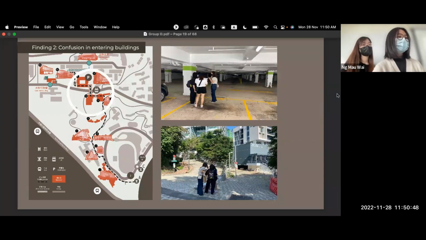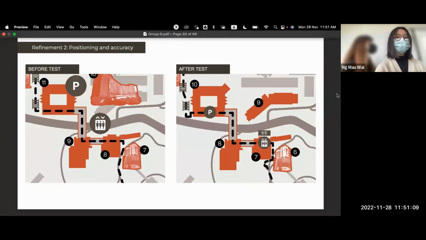The second finding is the accuracy and positioning of the signs on the map. The circled part in this picture actually requires users to enter the engineering buildings and pass through the bridge and the car park for a shortcut. However, it was quite confusing for users as these instructions were not placed accurately according to the real-life position.